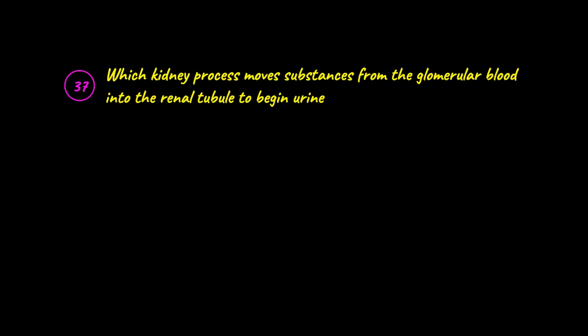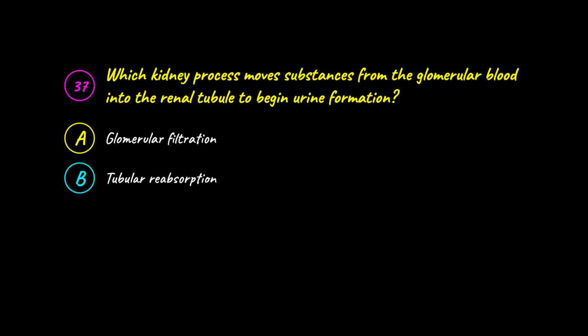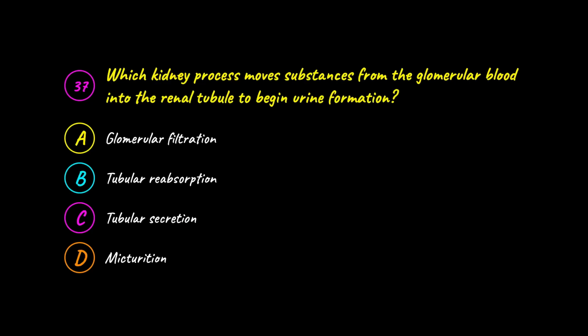Question 37. Which kidney process moves substances from the glomerular blood into the renal tubule to begin urine formation? Your options are: A. Glomerular filtration. B. Tubular reabsorption. C. Tubular secretion. D. Micturition. Pick one. Trust your gut. Here's your chance to test yourself.